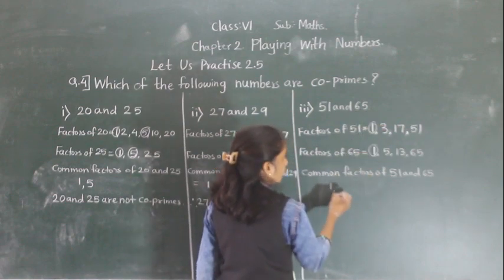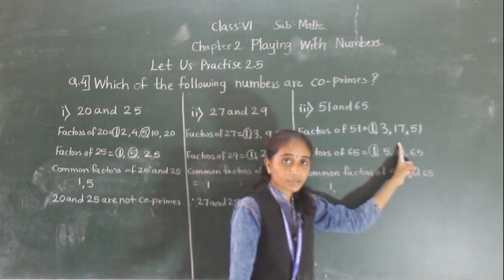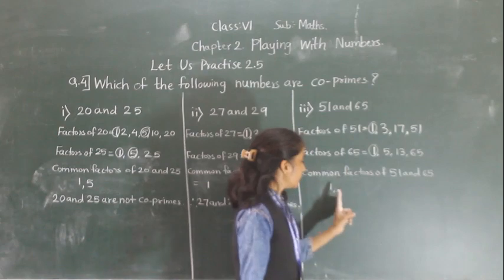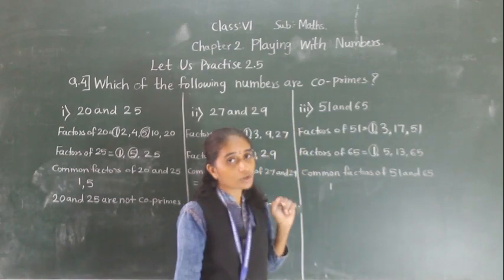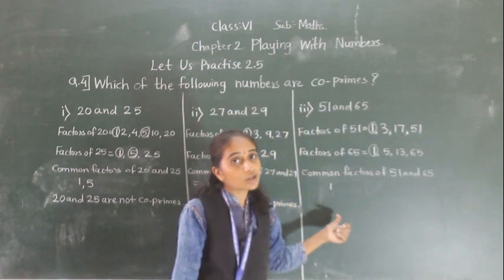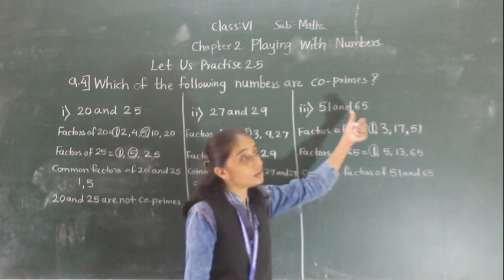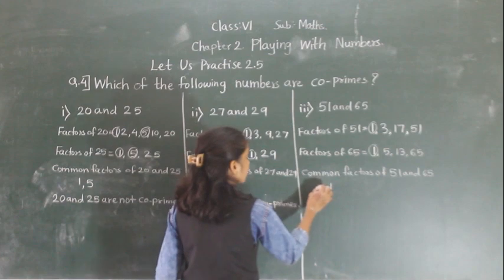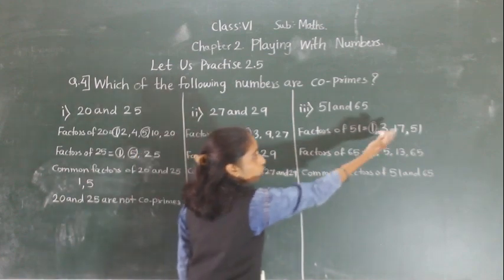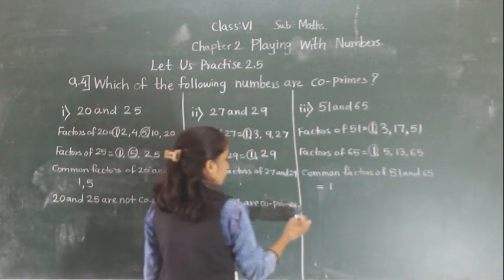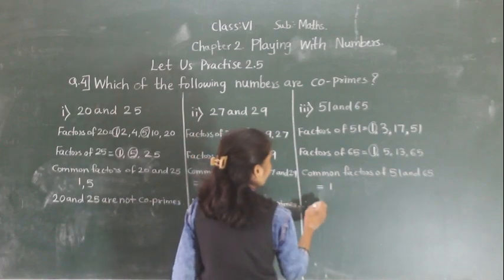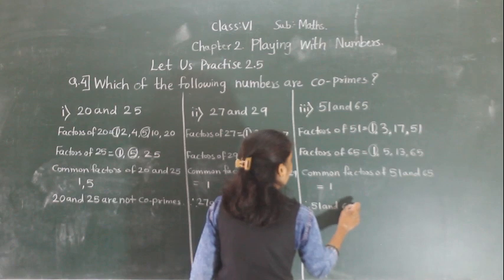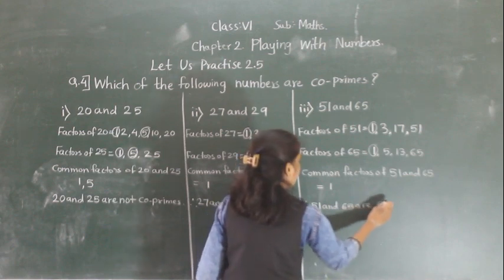See, what we got. Can you find any other common factor in these? No, it has only one as the common factor. If only one is the common factor, the numbers are co-primes. Okay, it has only one as the common factor. Other than one, no common factors. Yes, so therefore 51 and 65 are co-primes.